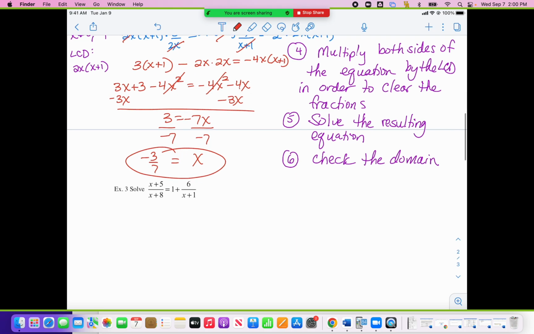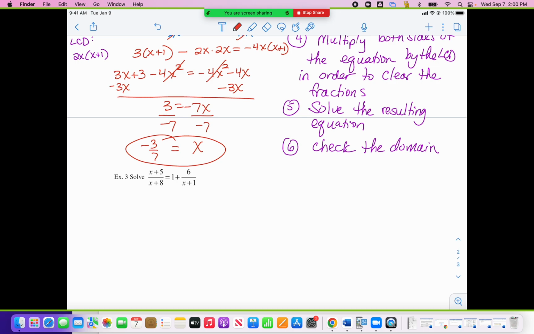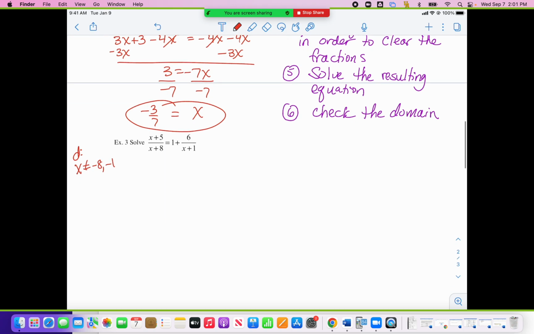All right, then let's try this next one. There's no factoring. My domain, x cannot be negative 8 or negative 1. The LCD is x plus 8 times x plus 1. All right, so I'm going to multiply by the LCD.